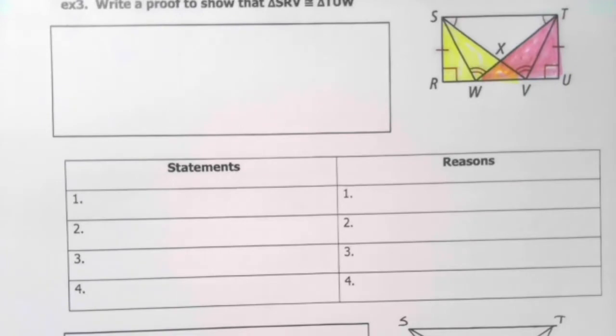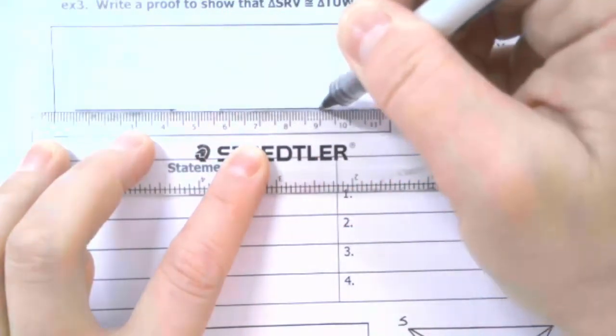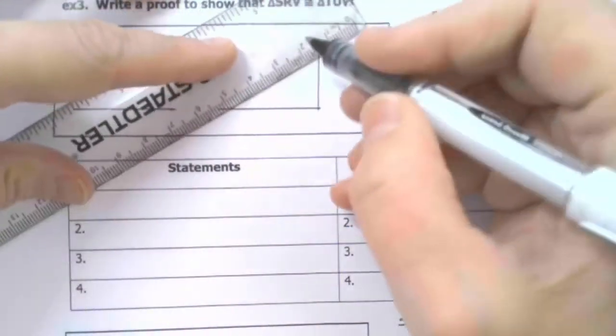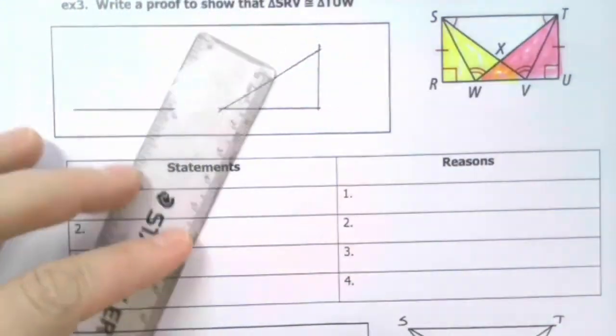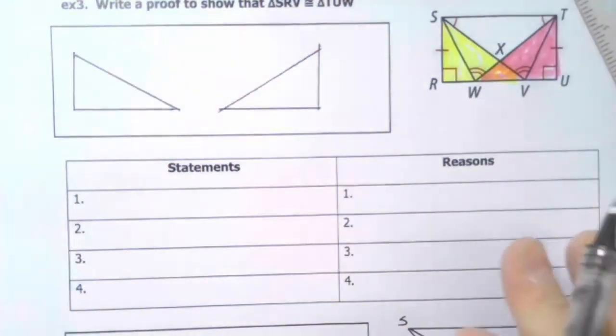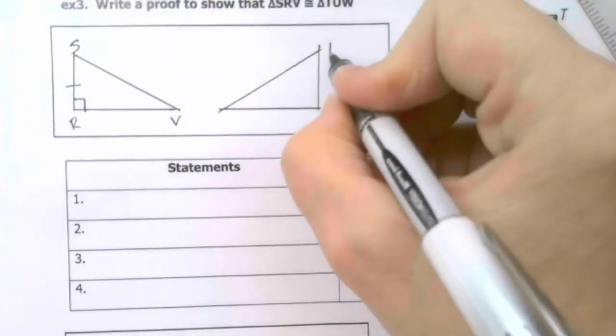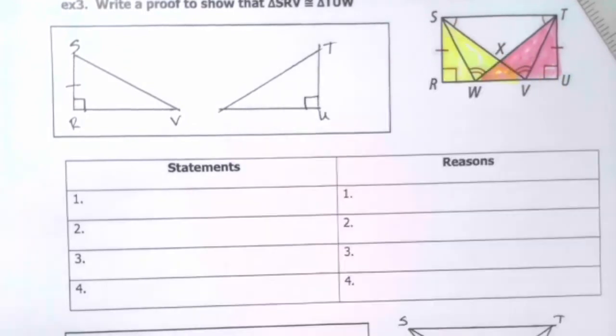So again, this might be one where drawing out the triangles separately will help our brain see the differences. So I've got one facing that direction, I've got one facing that direction. All right, so this is S and R. I have a triangle and a mark. That's V. And then this one I have T and U that have a right angle marked and a single tick mark. And this is W. Okay, so we're trying to prove that the triangles are congruent to each other.